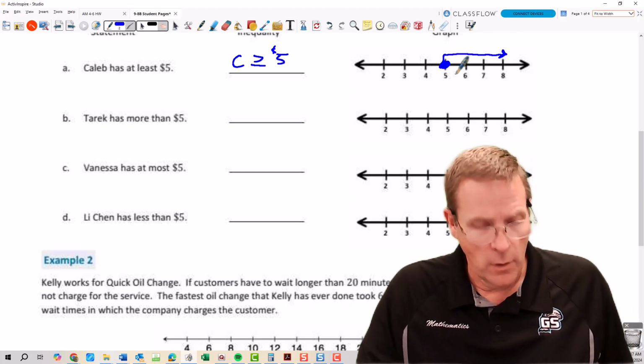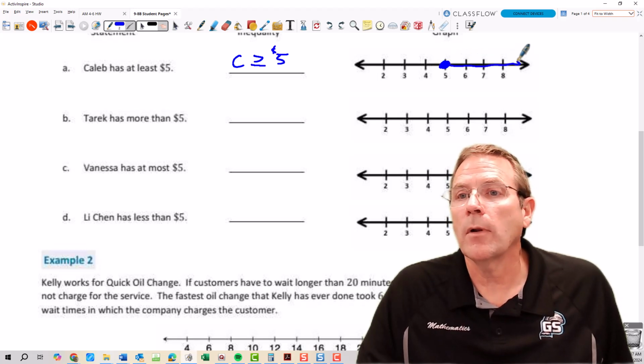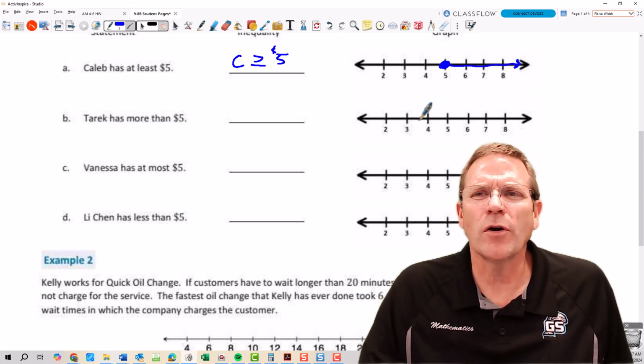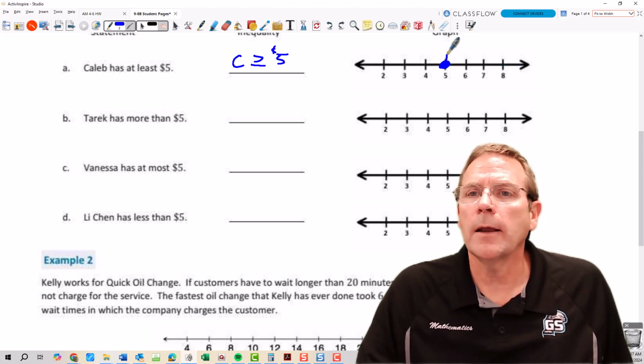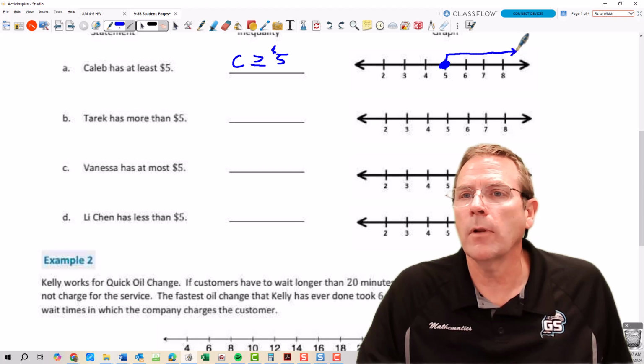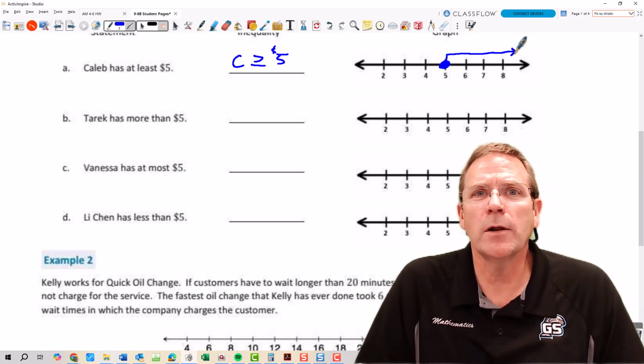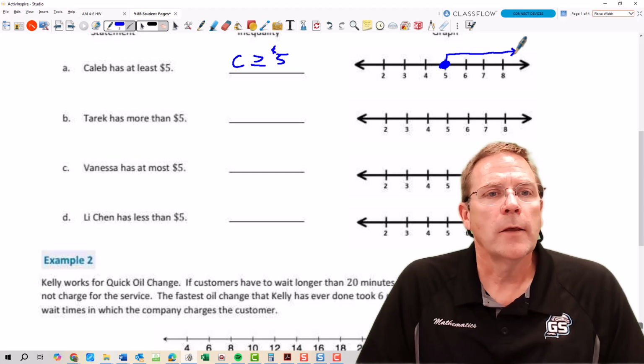Now, some of y'all may want to try to do your number line like that, but it's going to be kind of hard, you can see, to see where you do the line. That's why I like to put my arrow up above the line just like that. It makes it really clear what the answer is going to be. Let's look at the next problem.